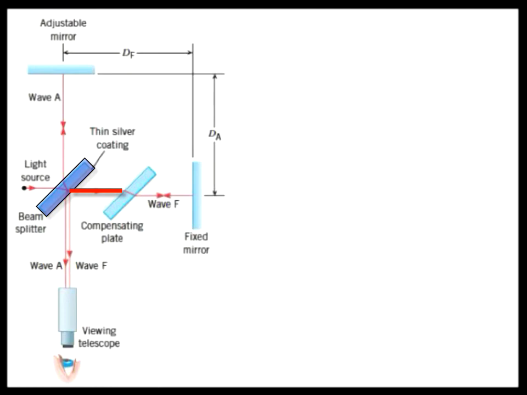Wave A strikes an adjustable mirror and reflects back on itself. It again crosses the beam splitter and then enters the viewing telescope. Wave F strikes a fixed mirror and returns, to be partly reflected into the viewing telescope by the beam splitter.